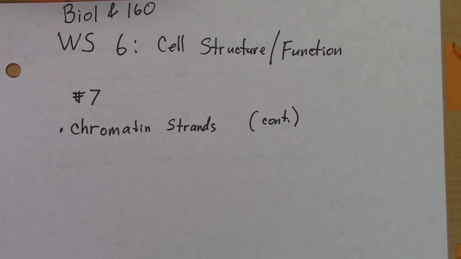Okay, we're back. Biology 160. And again, worksheet 6, cell structure and function. We're on number 7, and I had just more or less finished discussing chromatin strands.